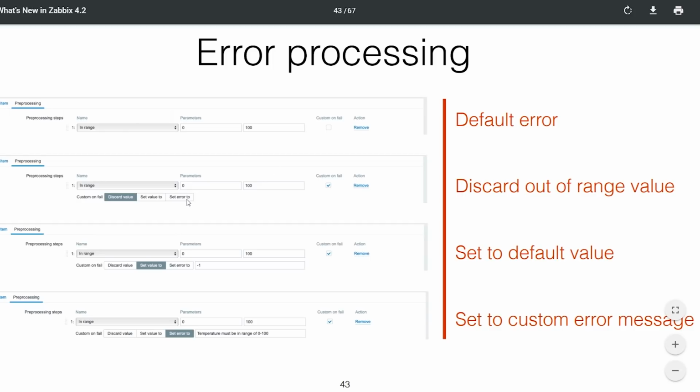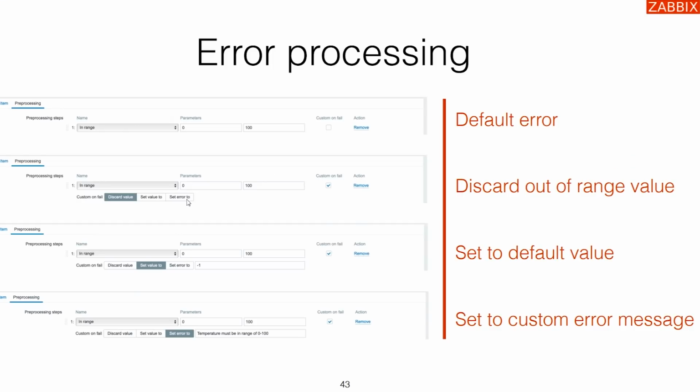Or set error to. This relies not only on the in-range processing, but also on the other preprocessing steps. What happens when, let's say, something fails and the item becomes not supported? Usually we get some error message from the application or from the item that we are executing or which we are monitoring, like cannot access, file is not found, or permission is missing, or timeout, or the password is wrong, or the username.